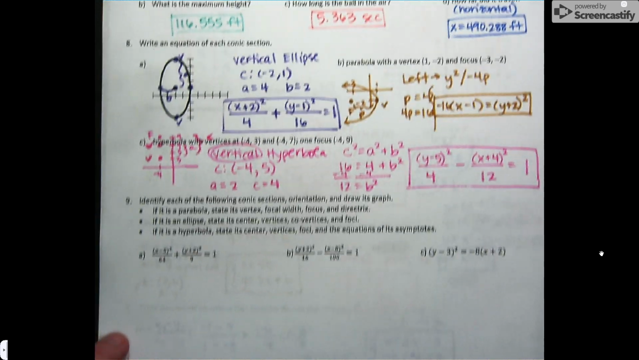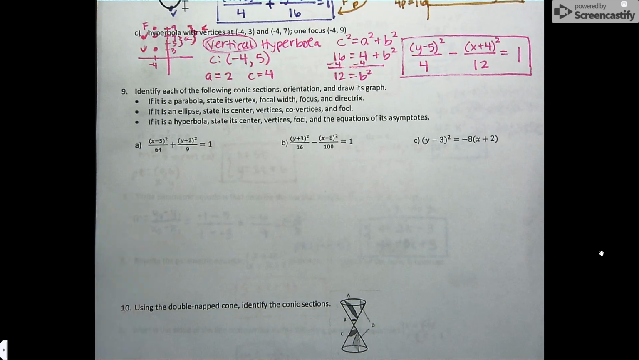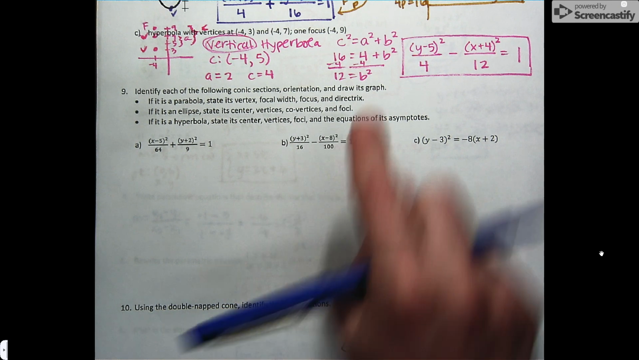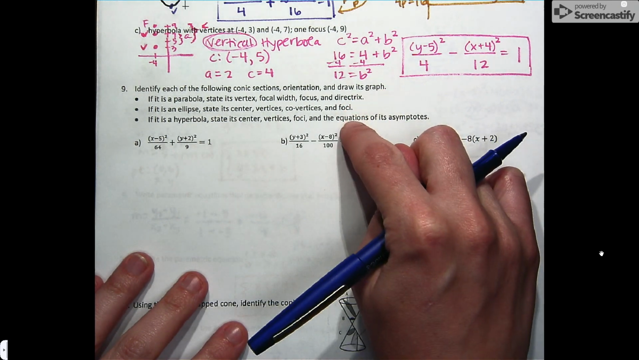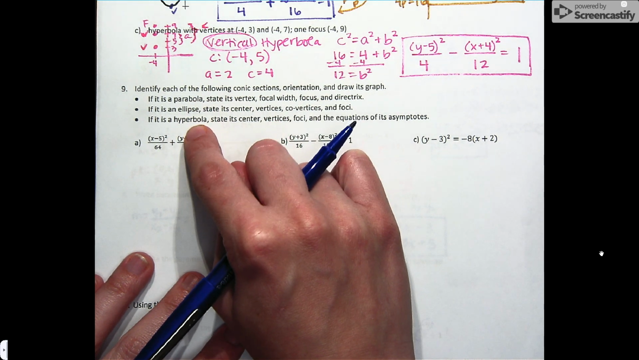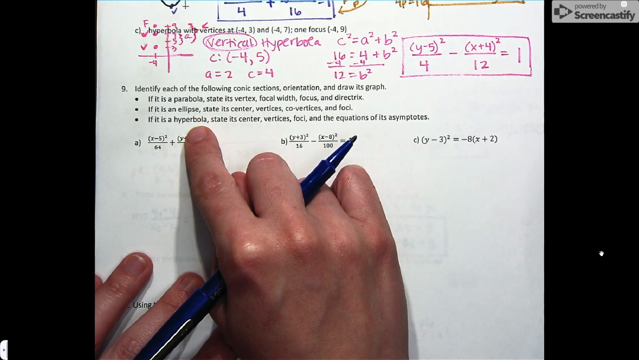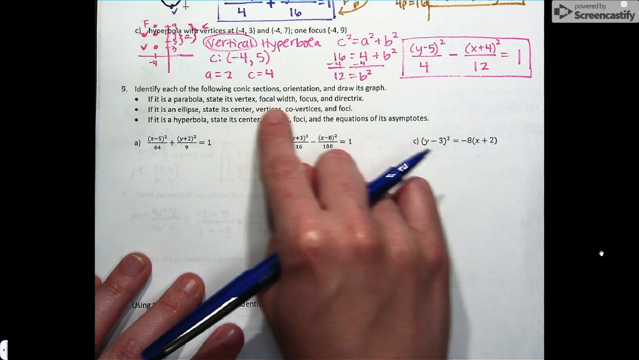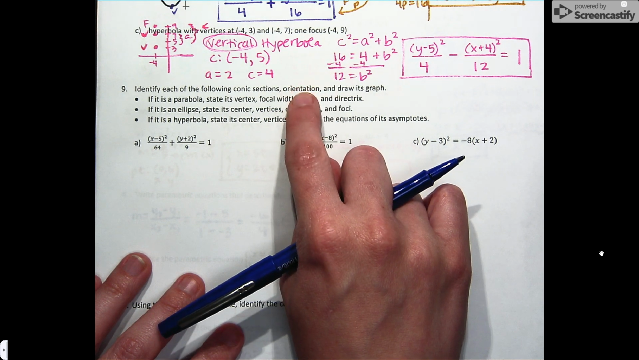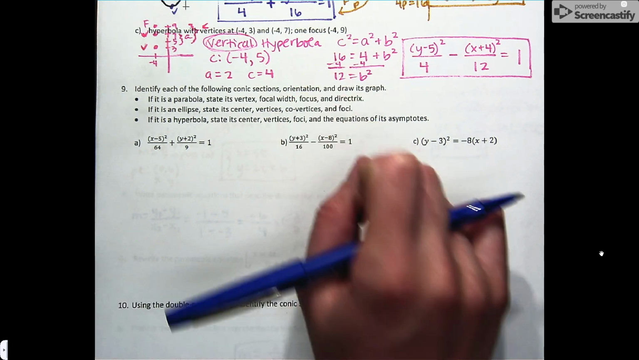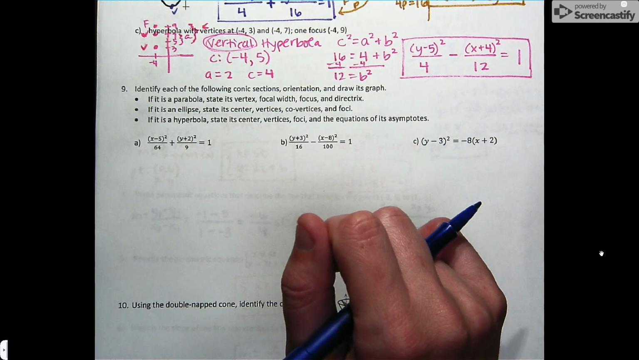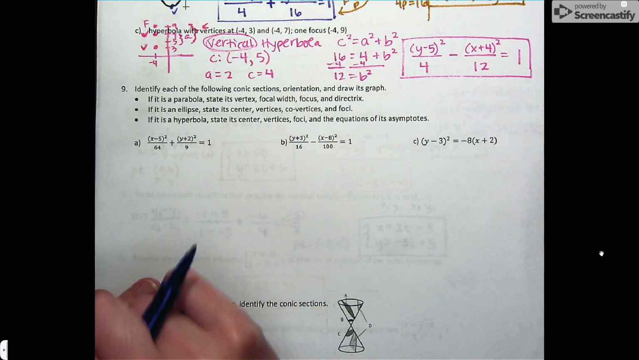Okay, so the last part of this review is graphing conic sections. We are going to make sure that we identify all the important information, which is everything that they're telling us here, if it's a parabola, ellipse, or hyperbola. And then we'll graph our conic sections, make sure we're doing it correct, vertical or horizontal, and all that fun stuff. So when you see these, you guys need to know which one's which.